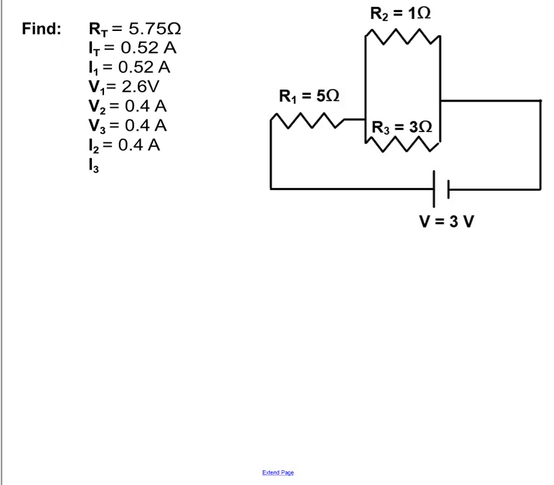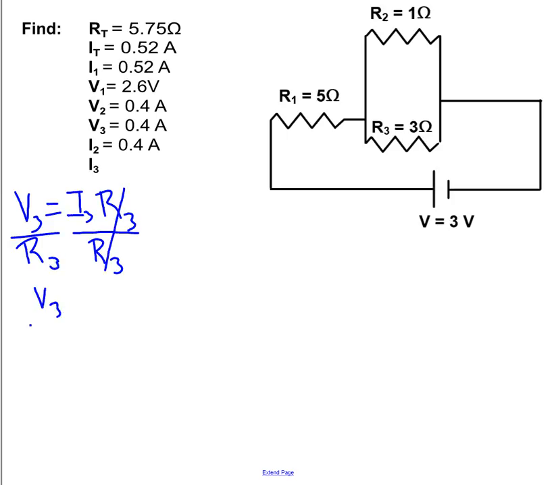For the last part of this problem, we're asked to find the current at resistor 3. And so we can go right back to Ohm's law once again. So we can say V sub 3 equals I sub 3 times R sub 3. And since I'm looking for I, I want to isolate that variable. So since it's being multiplied by R, I divide both sides by R. These R's cancel out. So now I have V sub 3 divided by R sub 3 equals I sub 3.